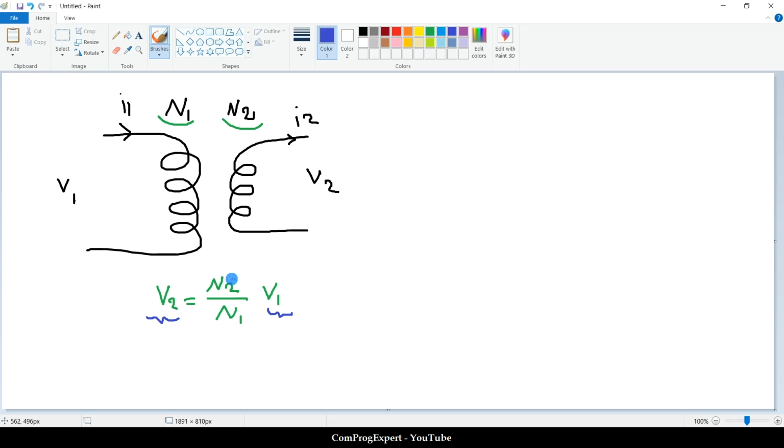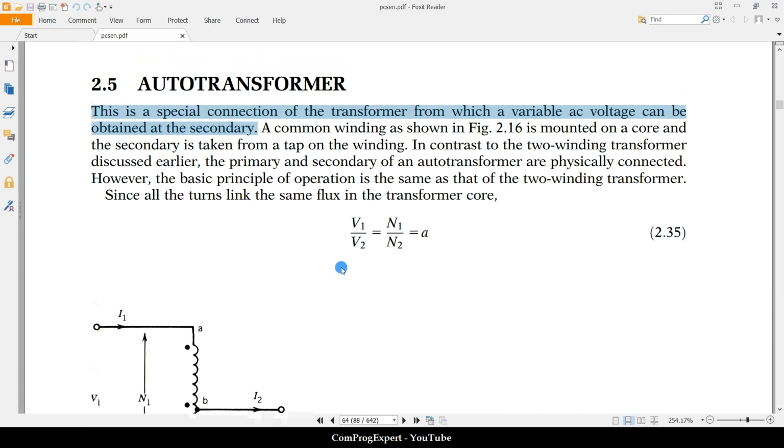If we are going to have a variable output voltage, we should be able to change one of these variables, for example, N1, N2, or V1. So suppose V1 is constant. In this case, if we have a construction to be able to change N2 or N1, we can have a variable output voltage. This is the case that we have for an auto transformer.